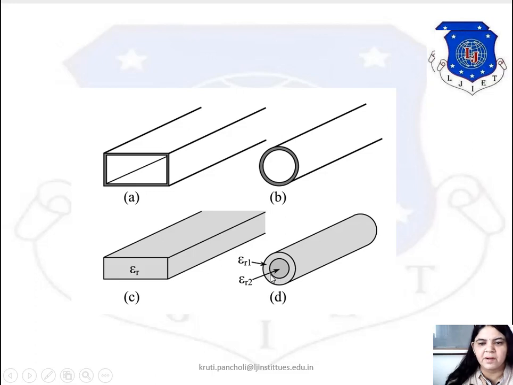Here the inner part has the permittivity epsilon r2, and this structure has the permittivity epsilon r2. So here you can see the two different waveguide structures. One is the rectangular waveguide and another one is the circular waveguide. Later we'll see the difference between the rectangular waveguide and the circular waveguide.